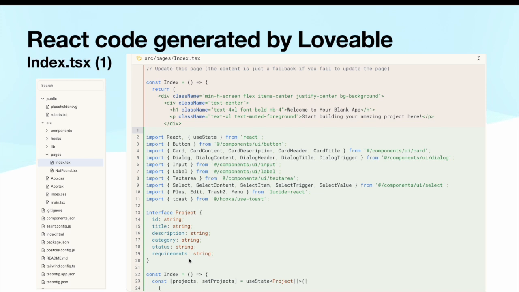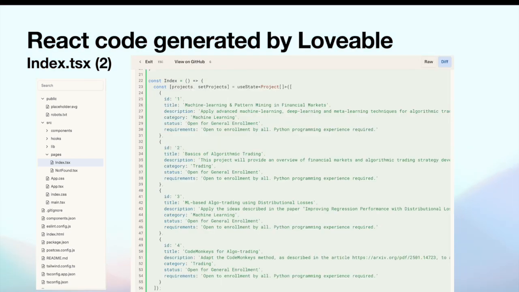Now, continuing with the React code generated by Lovable in index.tsx. This section is crucial. It shows the initial state for our projects. Lovable doesn't just give you an empty shell. It populates it with sample data. This includes project titles, descriptions, categories, and even requirements. So right out of the box you have working data to see how the UI behaves. That's brilliant for testing. You don't have to spend hours mocking up data.